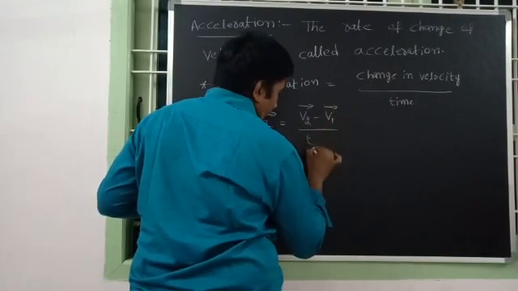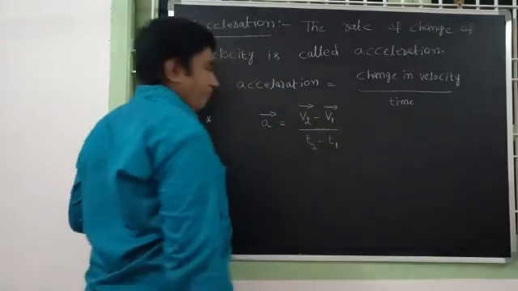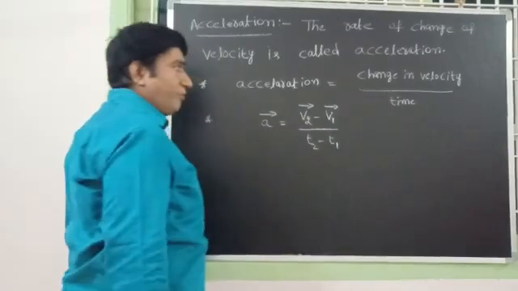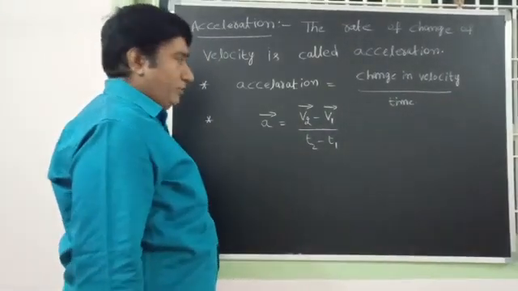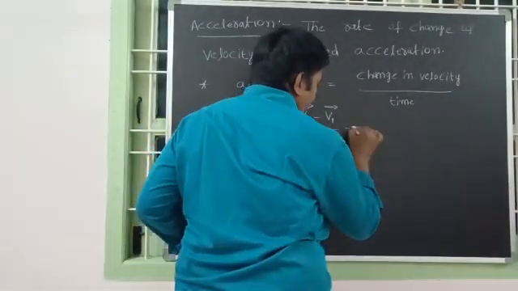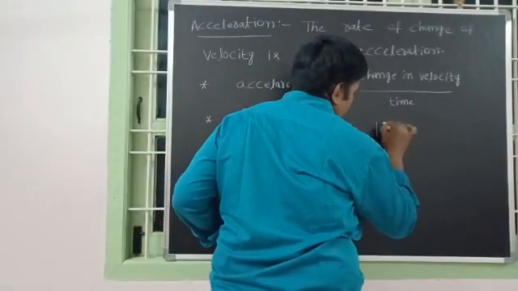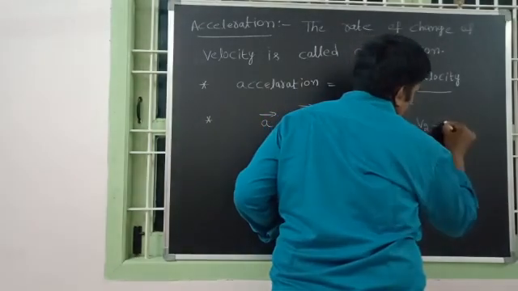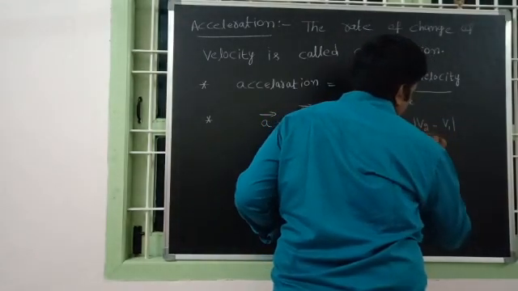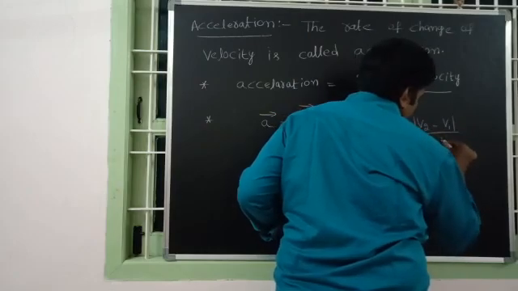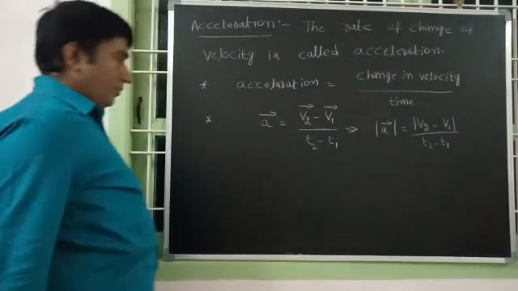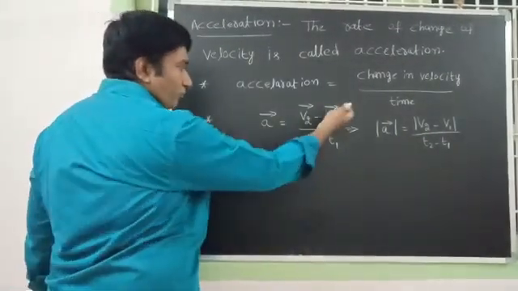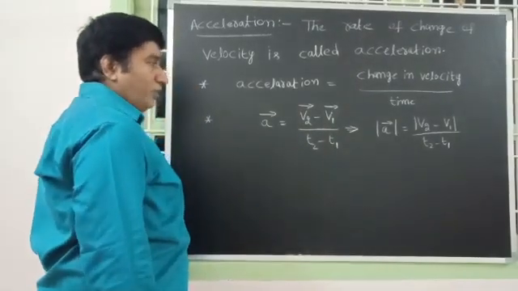by t2 minus t1. Because in the previous class we discussed that velocity is a vector quantity, which has both magnitude and direction. In terms of magnitude, we can represent the modulus of a vector is equal to the magnitude of v2 minus v1 by t2 minus t1. So in simple format, we use the equation a is equal to v2 minus v1 by t2 minus t1.